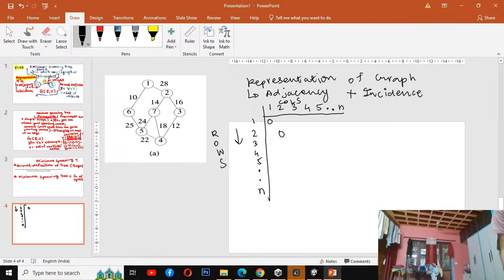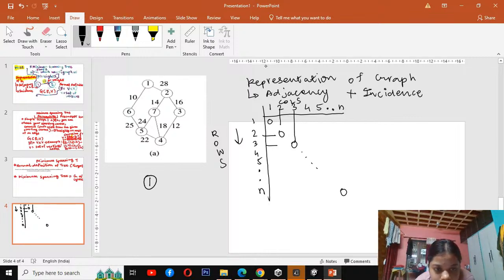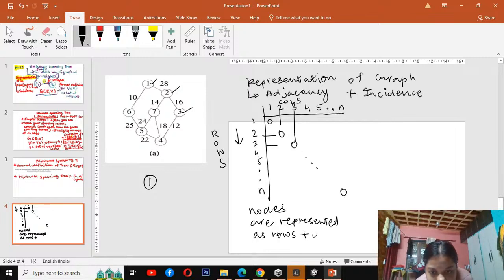I think the charging is low. So yeah, coming back to it. So this one corresponds to this. This one corresponds to zero, and you continue till you get zero. The columns, the nodes are represented like this. The nodes, this is one, two, three. Here they are represented as columns and also as rows. So the nodes are represented as rows plus columns.